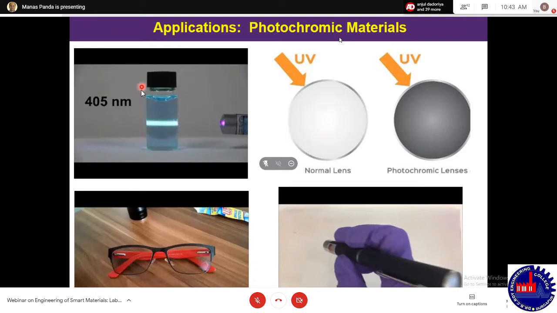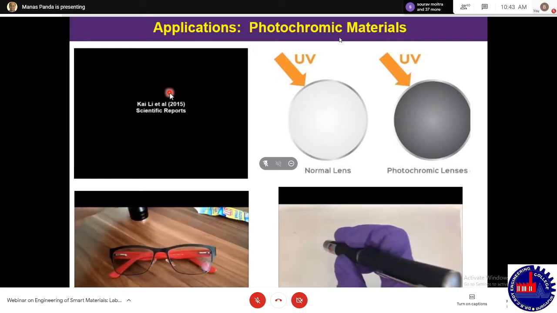That is in solution state. But in solid state, those are completely different, and the application is more. As you know from the right side picture, the normal lens does not change its color under UV light, but the photochromic lens changes its color in response to UV light.